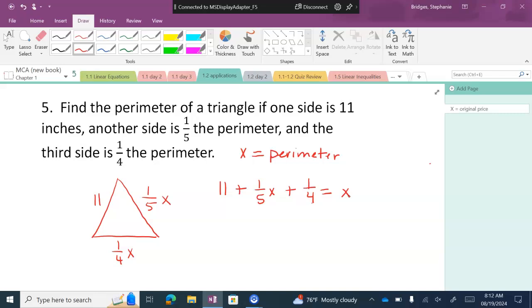Could I get a negative number for perimeter? No. There are no negative numbers when I'm talking about how long something is.